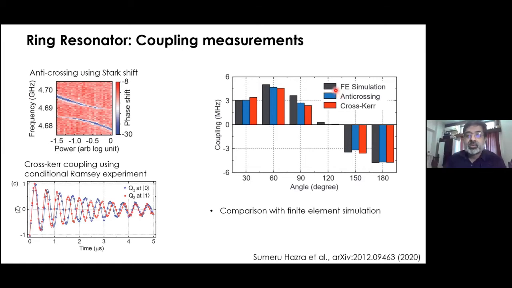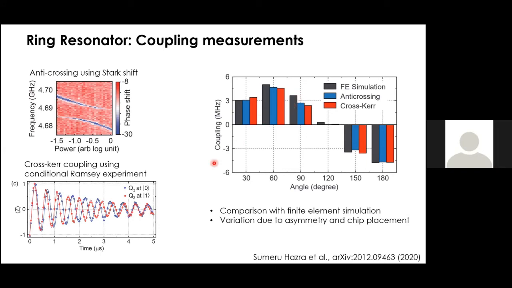So these are the calculations I showed you earlier, and the anti-crossing experiment and the cross-Kerr experiment. You see that they match each other fairly well, and the coupling values have these 2 different finite numbers. There's a high value at 60 and 180, and then a slightly intermediate value at 30, 90, and 150. So, sorry, Vijay, just one question.